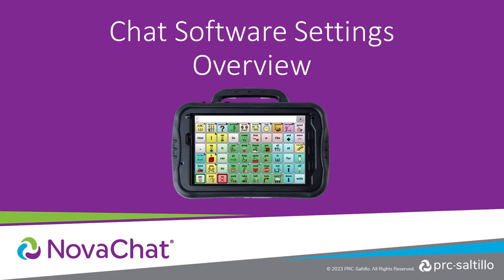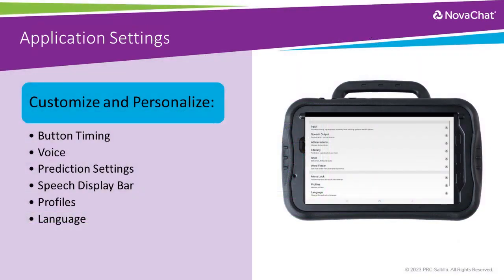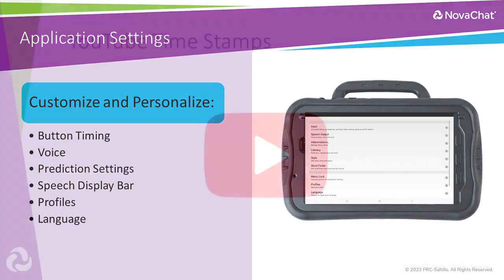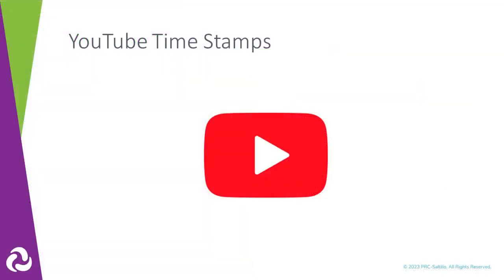There are many ways to customize and personalize your NovaChat device to best fit an AAC user's needs through the chat software settings. In this video, we will explore the Application Settings menu within the chat software. For this video, you will find YouTube chapters or timestamps for each of the settings. Select the chapter directly below the video for the setting you wish to explore.